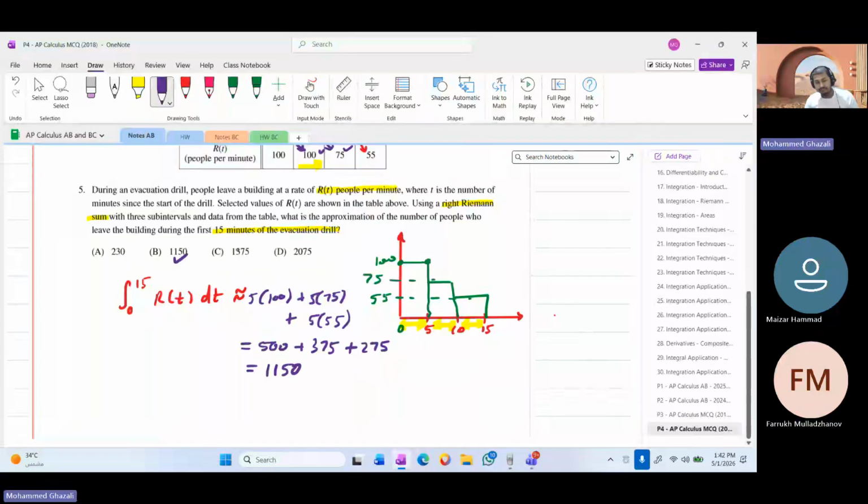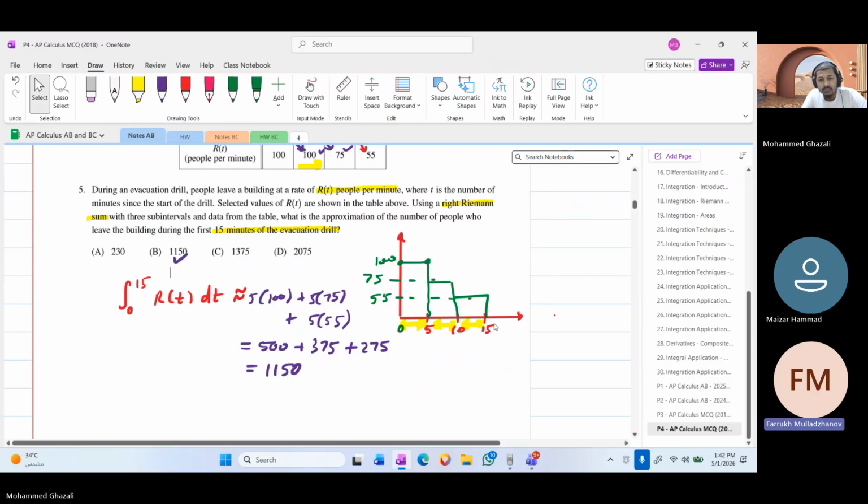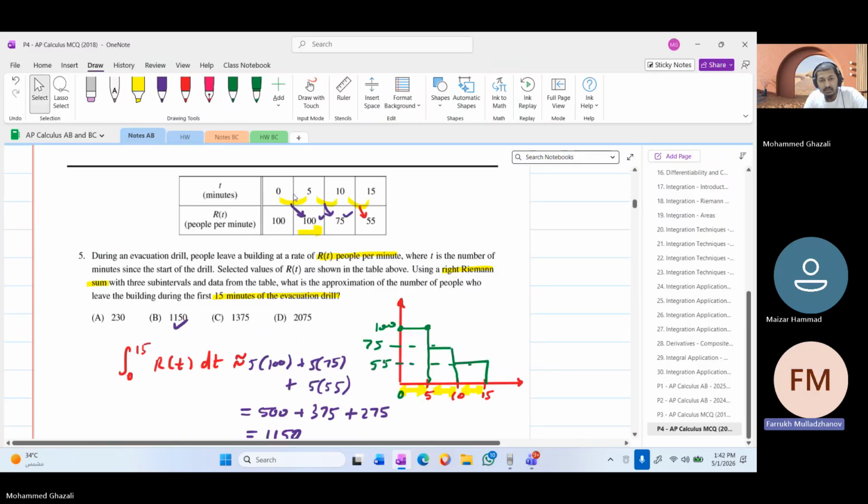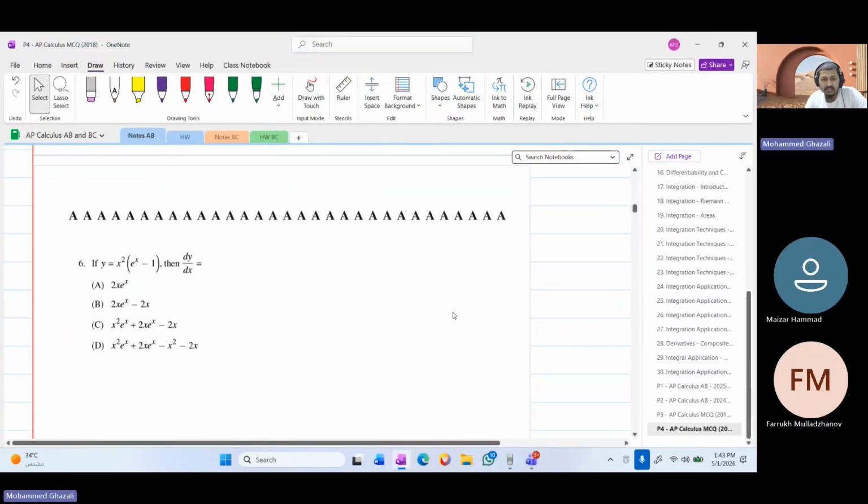Makes sense, guys? Teacher, if for example they say find the first 10 minutes, then our equation will look like just 5 times 100 plus 5 times 75. Yes. But usually they ask for the whole thing from 0 to 15. Right, excellent.